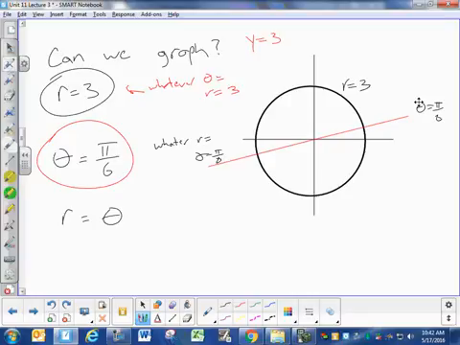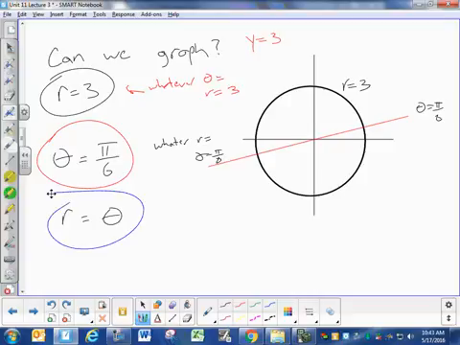Who could tell me, without graphing it, what they think r equals theta looks like? Would not be flowers, actually. A spiral is correct. Why would it be a spiral, Mr. Mayor? Cheater. That's good. Oh, yeah.